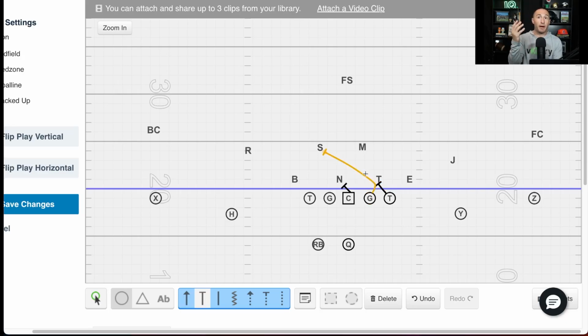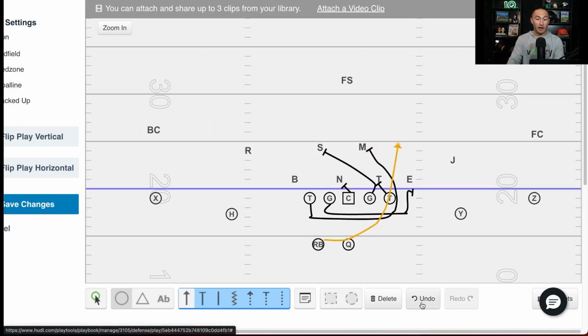Now, the difference between power and counter is we're actually going to pull to backside, okay? So he's going to pull and he's going to kick out the defensive end. So we'll draw it like that. And then the tackle is going to lead up and through and block this Mike backer. So counter, GT stands for guard and tackle. We're going to pull the guard and the tackle, and then the running back is going to lead right up and through here. So that's GT counter.